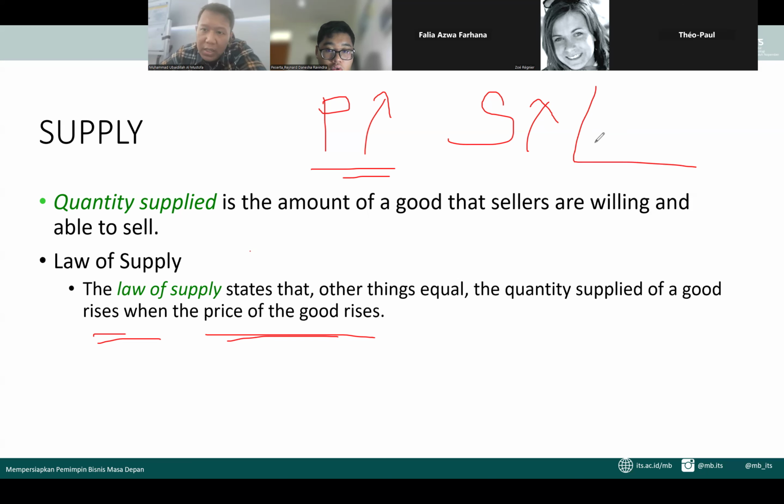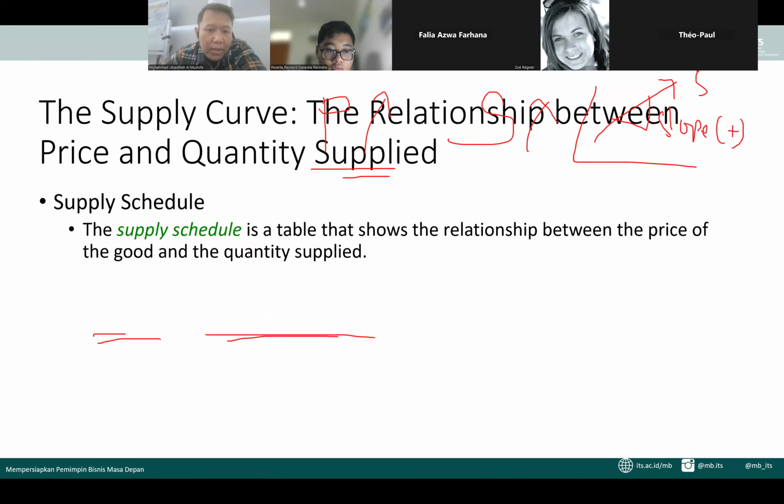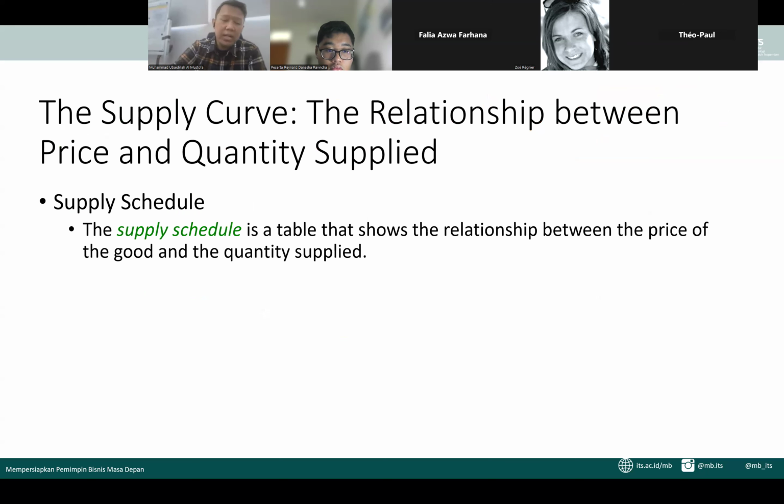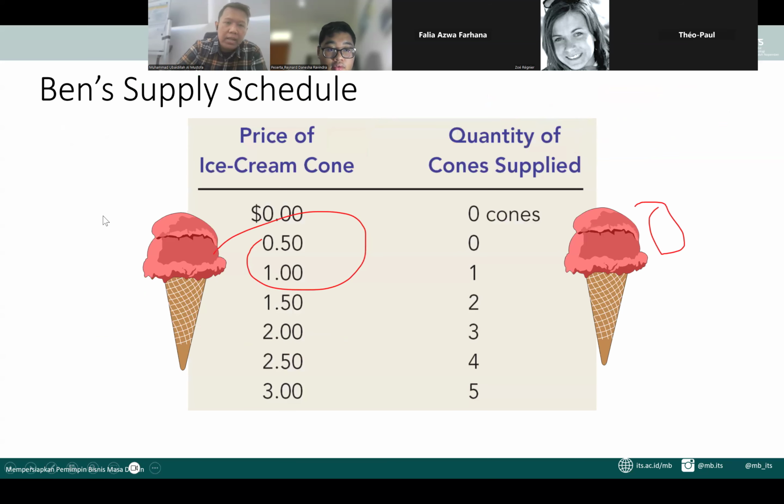So when we see the supply, the curve looks like this. It is positively sloped. You see that it is upward sloping. It goes up, and the slope is positive. Okay, so this is the supply schedule. The supply schedule, like the demand schedule, shows you the relationship between the price and the quantity supplied.